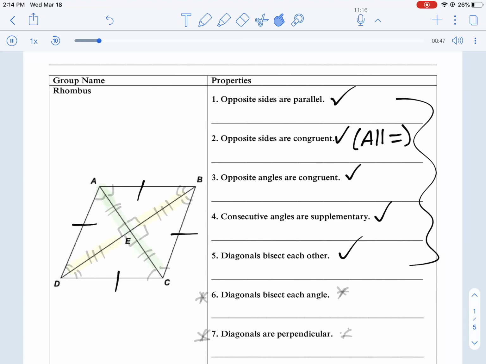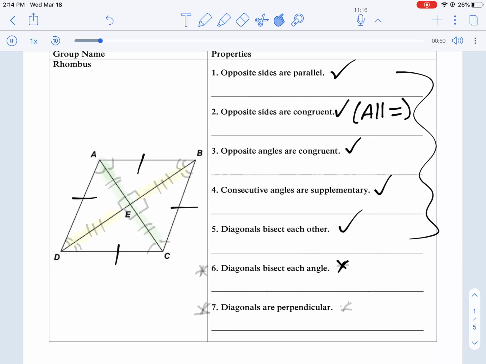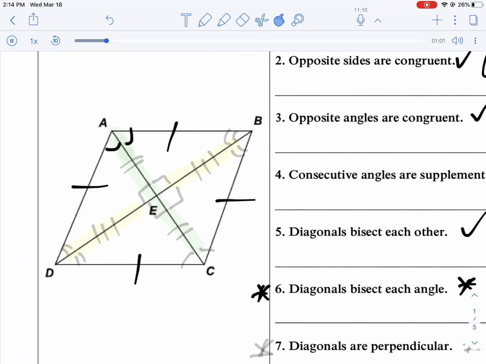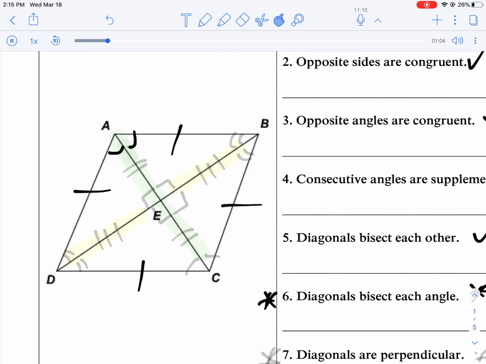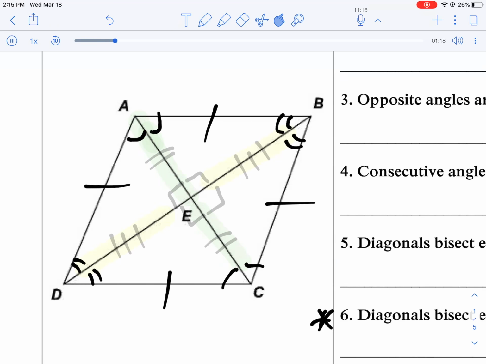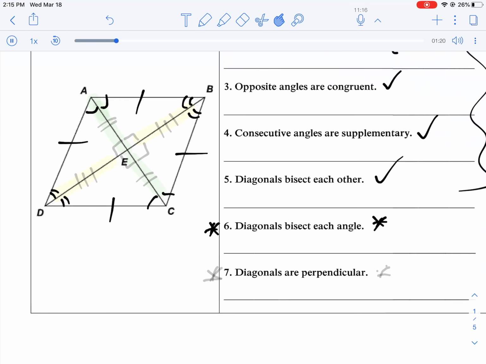Now, diagonals bisect each angle. That's a property we haven't seen before. So each angle is bisected in a rhombus. Whatever angle A measures, this has to be congruent to this one. It's cut in half. Same thing over here. Whatever angle B measures, this angle has to be congruent to this one. Same here. These would obviously be the same as angle A, and these would be the same as angle B, because opposite angles are congruent to begin with.